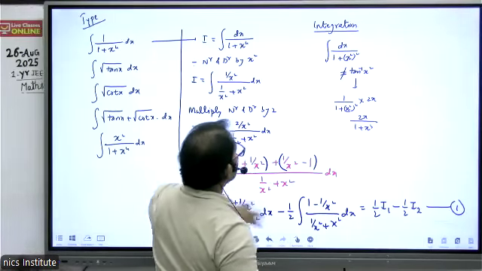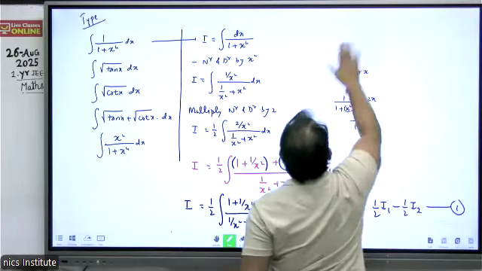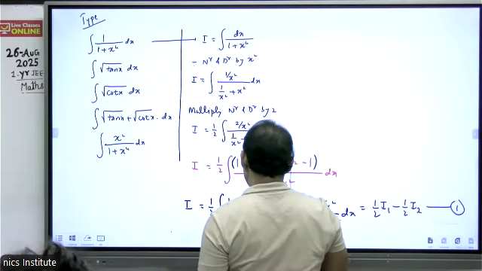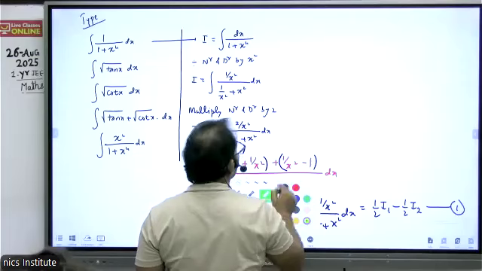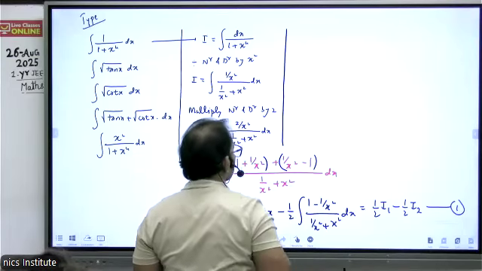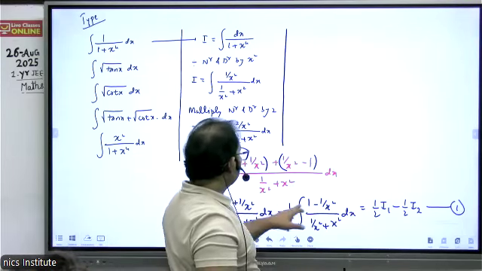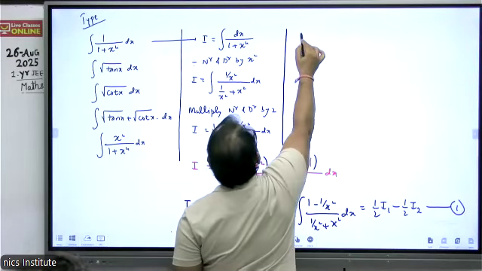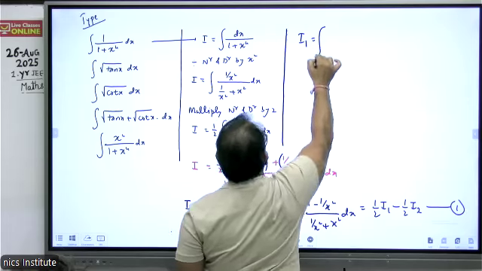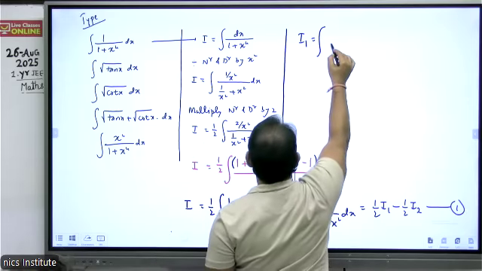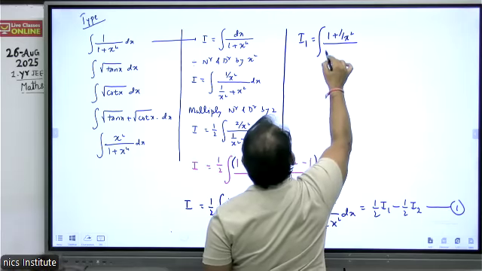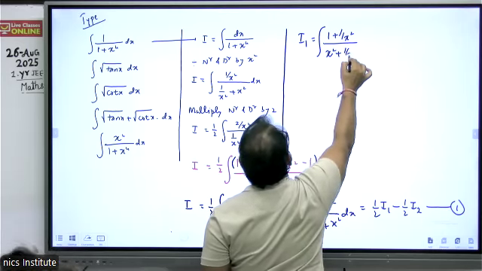So after this, what we do is we'll take I1, integrate it, then we'll take I2 and integrate it, right? I took minus common. So now I'll integrate only I1 first. In I1, you have 1 plus 1 by x square divided by x square plus 1 by x square.